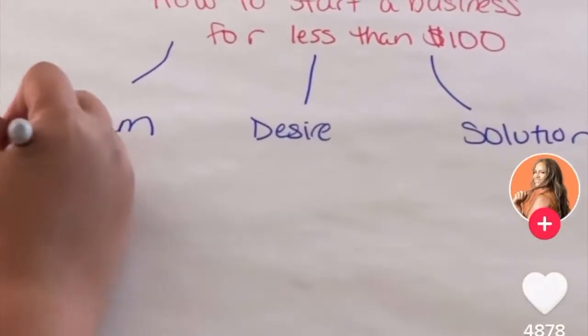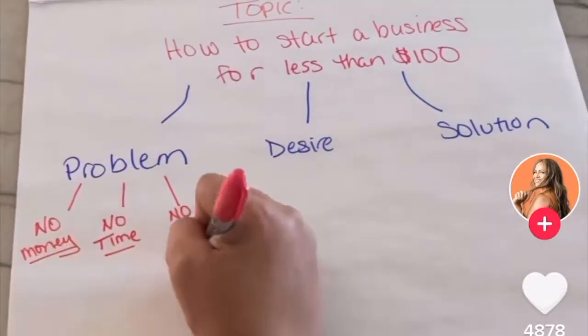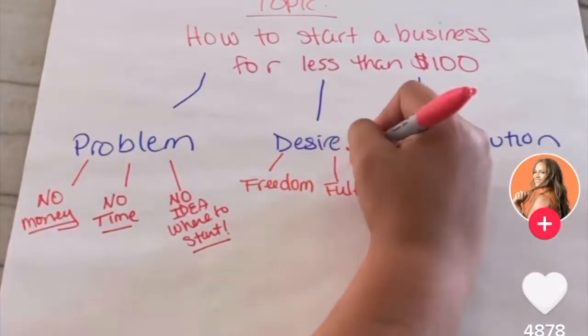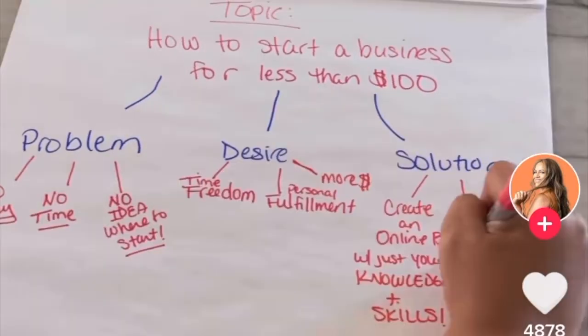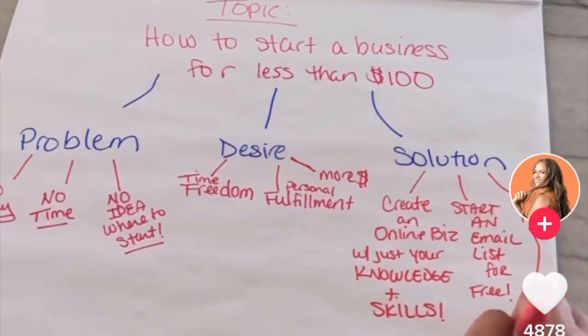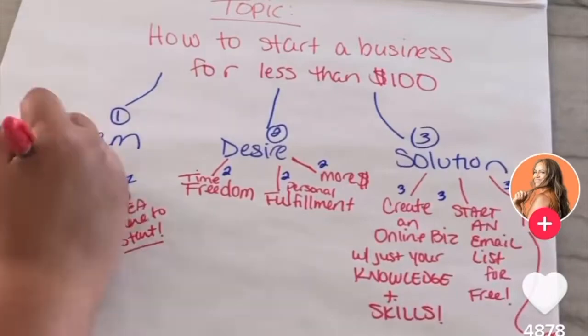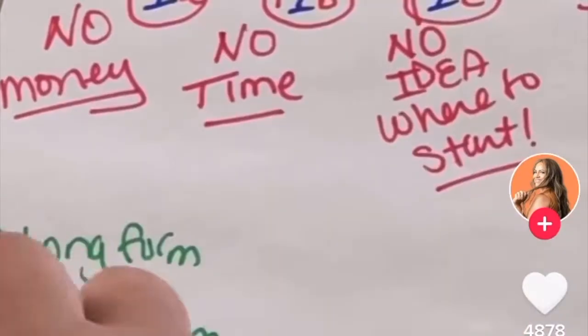Our topic for this example is how to start a business for less than $100. I want you to start off with the problem, then the desire, then the solution. This is where most people go wrong. Most people create solution-based content only, and we're not really helping people become aware of the fact that they need your solution yet. So you want to create 3 per category, 3 problems, 3 core desires, and 3 solutions.